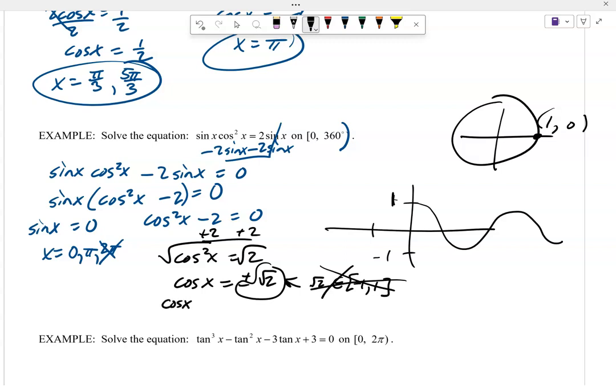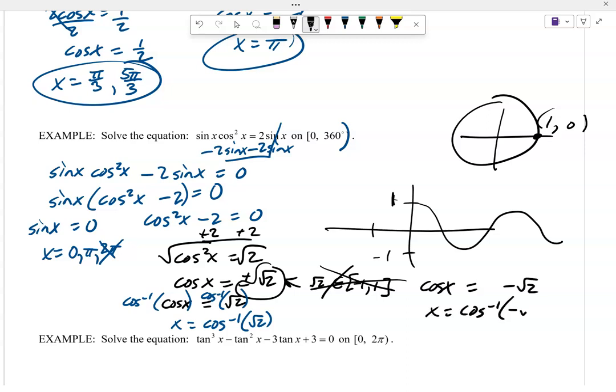Another way you could see that is when you take the arc cosine of this, and you punch that in, and same thing for the other one, if you have negative root 2, and you punch in the arc cosine of negative root 2. Either way, if you punch that into your graphing calculator, it'll tell you that's undefined. Let's go ahead and do that. Let me pull up decimals here.